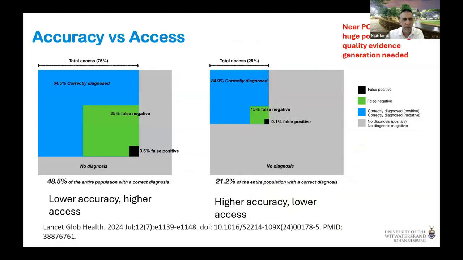And when we're talking of access, I think this point of care, near point of care technology is really honed in on this concept around accuracy versus access.